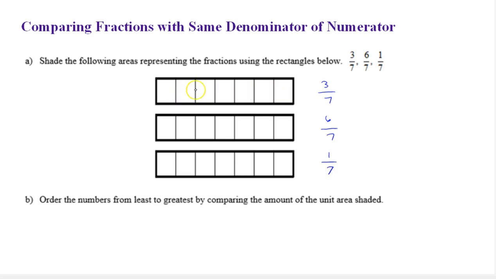So this is our unit. It's cut into 7 equal pieces, and we want to shade 3. And I'm going to shade the leftmost just to be consistent, and so it'll be easier to compare them. 6/7, well, that would be everything except the last 7th. So we have 1, 2, 3, 4, 5, 6 7ths. And finally 1/7.